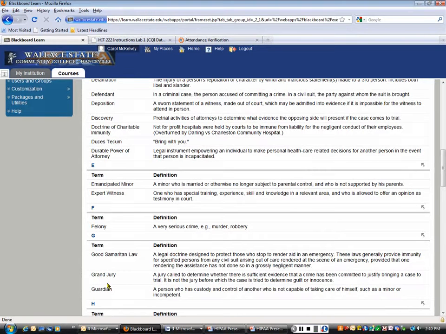A grand jury is made up of just normal people. Its job is to determine if there's enough evidence that a crime was actually committed for it to even go to court. So once a grand jury rules that, yes, there is enough evidence, then a jury will be determined, but it won't be the same people. So that's the job of the grand jury.